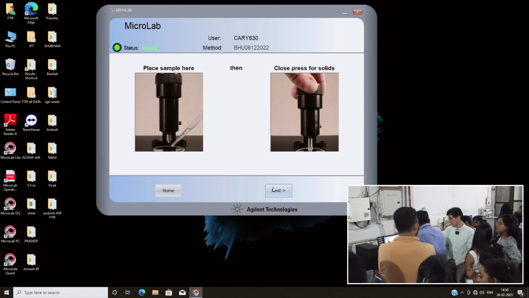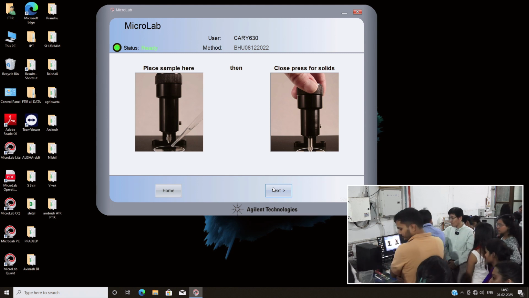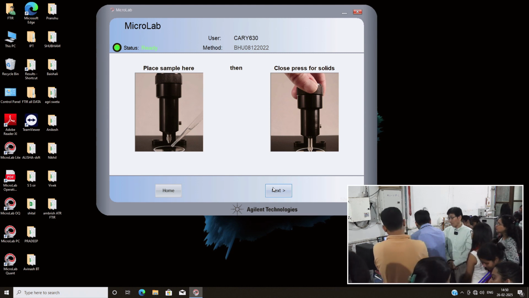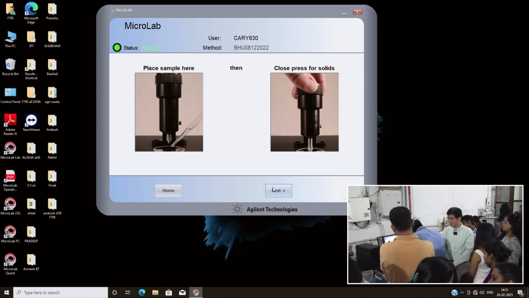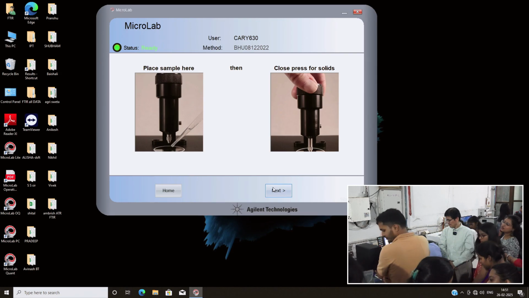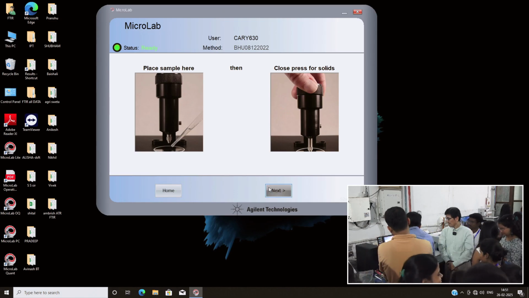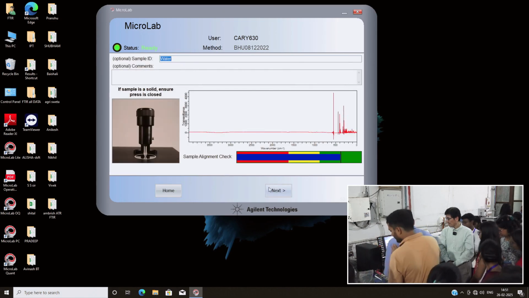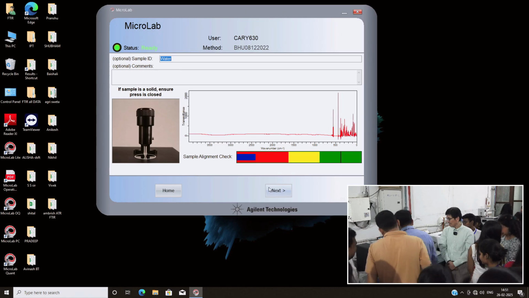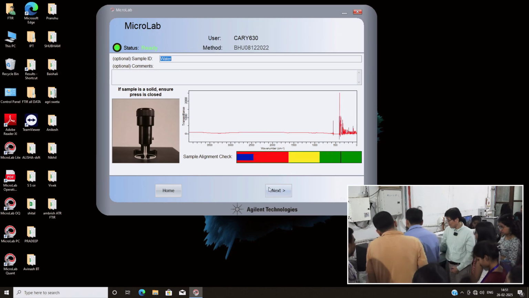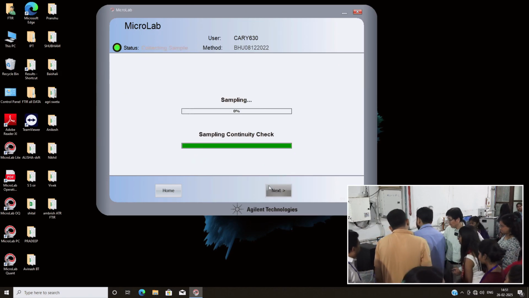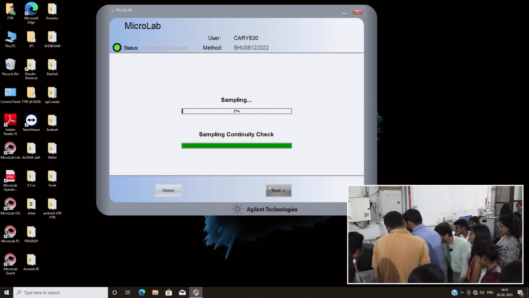So this is the second measurement of 5 molar concentration. 5 molar. 5 molar concentration. Next.